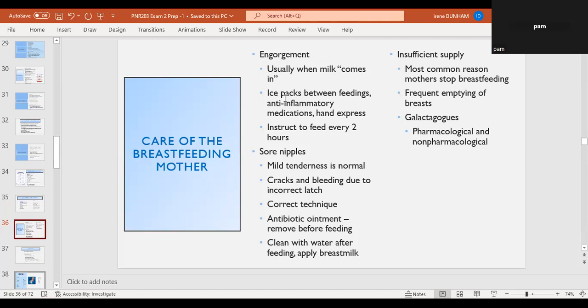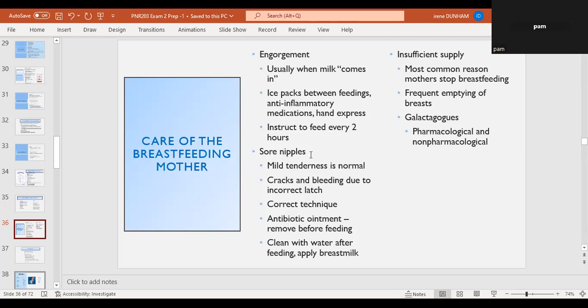But what you can do, and I would take note of this, you can use ice packs when? Between feedings. Okay, between. And it acts like your anti-inflammatory, and you have hand expression. So, again, ice pack is your best anti-inflammatory. So, sometimes you don't need those medications in there. But if you need to, anti-inflammatory medications will help, because what does it do? It takes the inflammation down. And then you instruct to feed every 2 hours. In the beginning, yes, it's very demanding, so they have to feed every 2 hours.